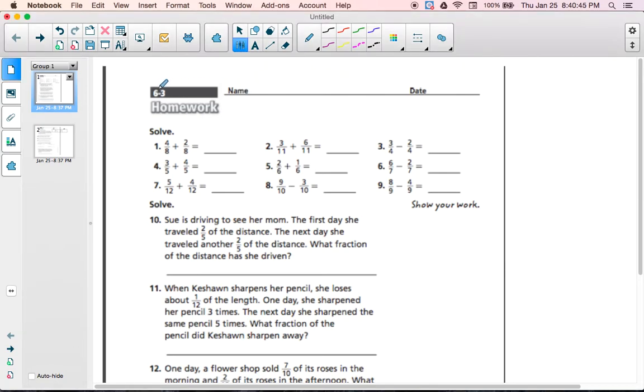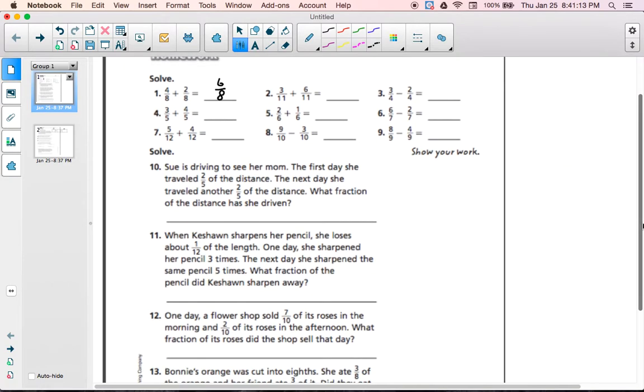All right, this is homework 6.3. I want you to do all of this page. Remember, when you're adding fractions that have the same denominator, you just add the numerators. So 4/8 plus 2/8 is 6/8. Carefully go through and add or subtract each one of those.